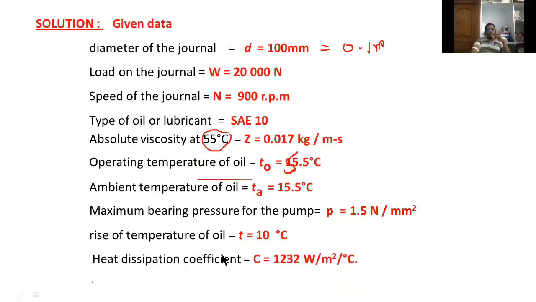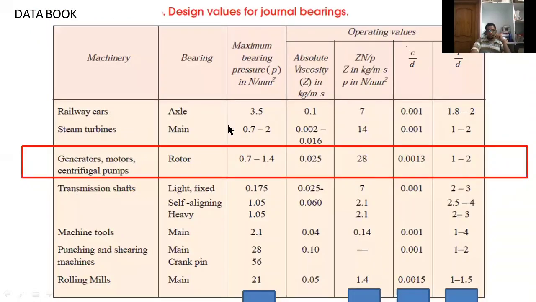And the heat dissipation coefficient also is given, that is capital C equal to 1232 watts per meter square per degree Celsius. Okay, this is the data handbook values. From given data, already we know that the application of a given journal bearing is in centrifugal pumps. So you have to consider these values for our design purpose.